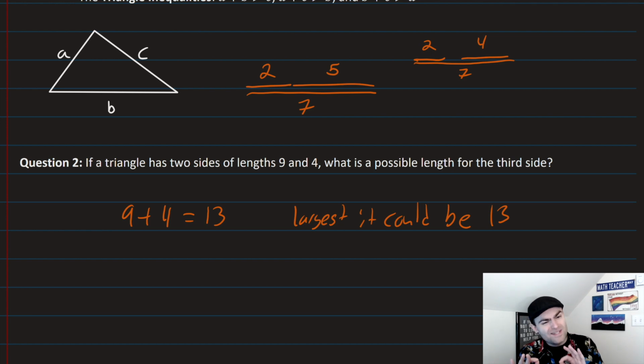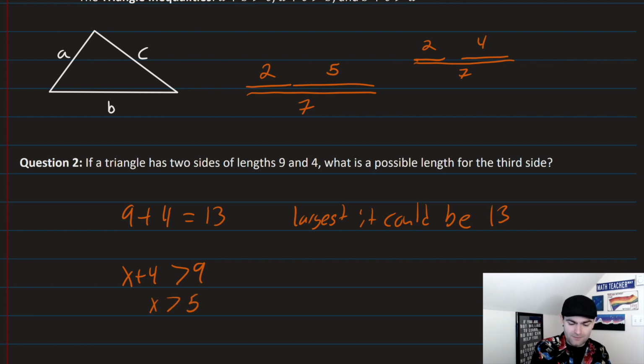Now, what's the smallest it could be? Well, 9 is the largest number we're given. So something plus 4 has to be greater than 9. And that means that something has to be greater than 5. So the largest it could be is less than 13. I should put a less than there. And the smallest it could be would be greater than 5. So any number less than 13 and greater than 5 would work.